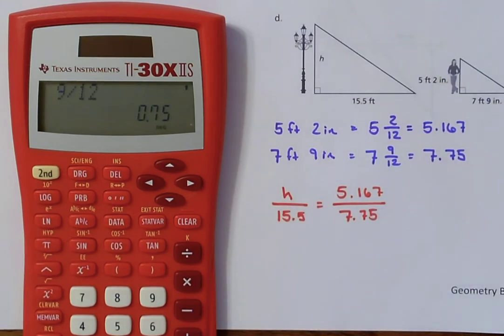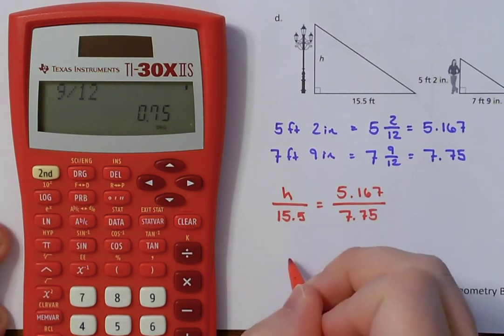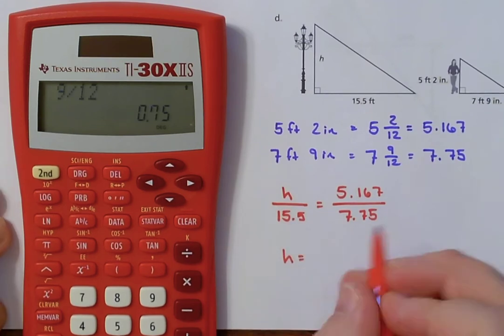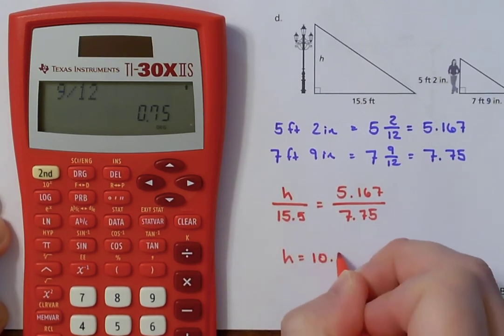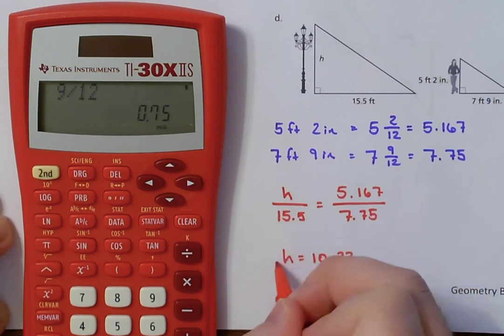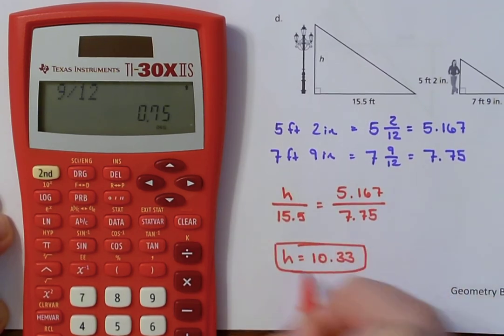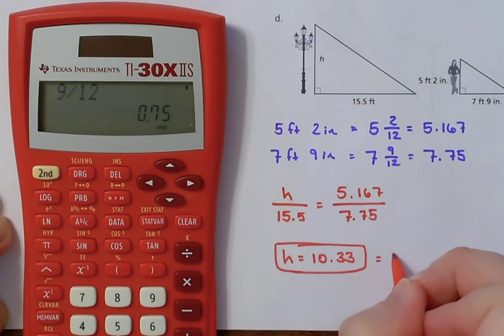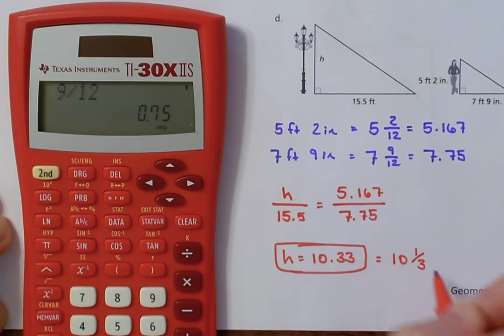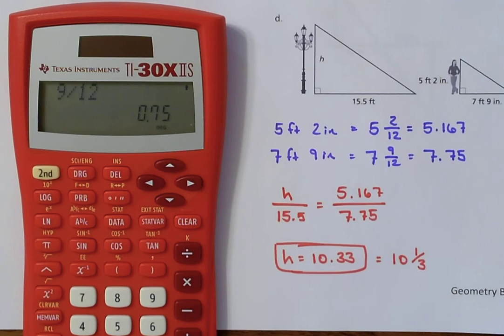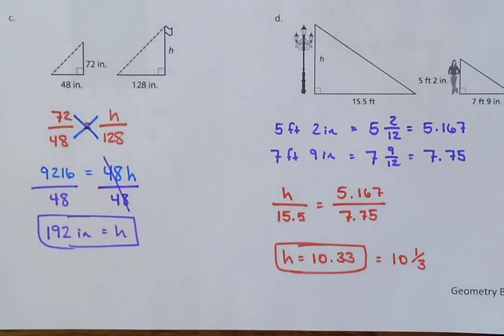So from here, all you'd have to do is cross multiply and divide. I will leave that part entirely for you. Just know that your answer is going to be 10.3 repeating, which would also equate to 10 1/3. And that is how you do part D. And that is example 1 for our lesson today.